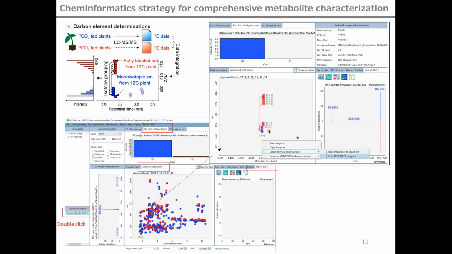Anyway, the important thing I'd like to say here is that if you perform a right click in this window, you can call the MS-FINDER program to predict the molecular formula and structure with the information of carbon element number.